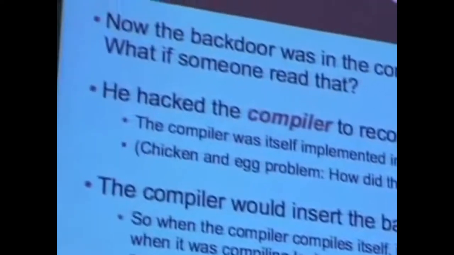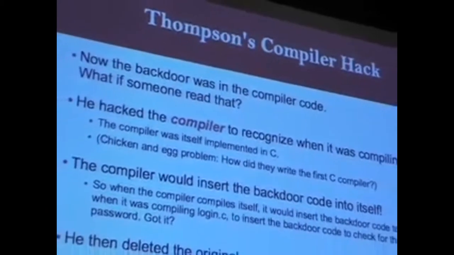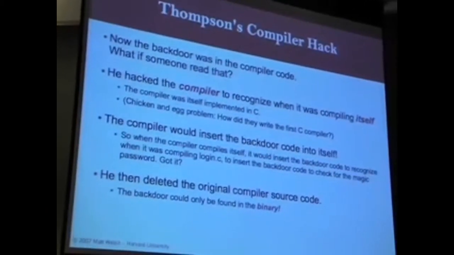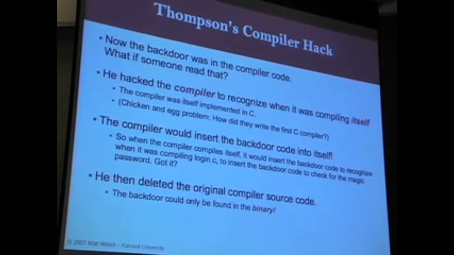So he hacked the compiler to recognize when it was compiling itself, to add the backdoor code for login.c into the compiler. I know it's like 10:30 in the morning and your head hurts already, but does this make sense to everyone? Does everybody understand what I'm saying? Remember, the C compiler was written in C. So that meant that when you make a change to the compiler, you use the old compiler to compile the new compiler. Now, we have a chicken and egg problem, yes? How do you get the first C compiler? Before you had a C compiler, you couldn't compile the C program. Yes, it's complicated.